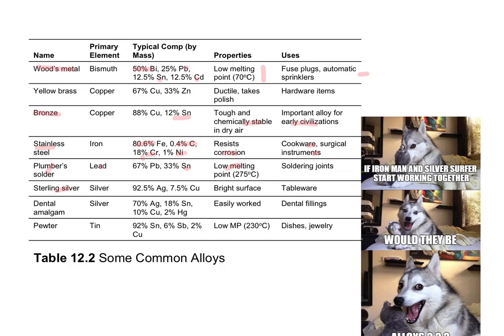Sterling silver is primarily silver with some copper. That helps to brighten it, so it's used in silverware. Dental amalgam is silver with tin, copper, and mercury. Problematic if you were to swallow it, but it's really easy to work with, and the dentist can fill in your cavities with it. There are so many different alloys, so these are just some of the common ones, and you can see that they take the primary metal and make it so it has a use that humans are able to benefit from.